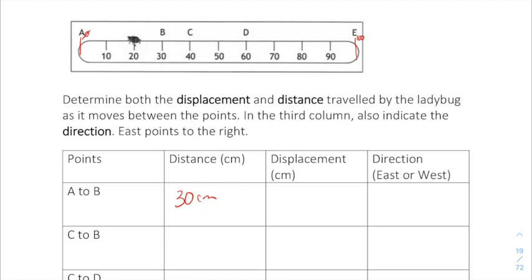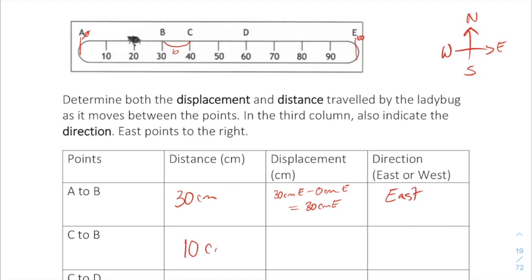The displacement is going to be, we're going to take the 30 centimeters to the east minus 0 centimeters, and that gives us 30 centimeters east. So the movement is to the east. Okay. From C to B, we would be traveling simply one movement of 10. Oh, it is in centimeters. Okay, so this would be 10 centimeters.